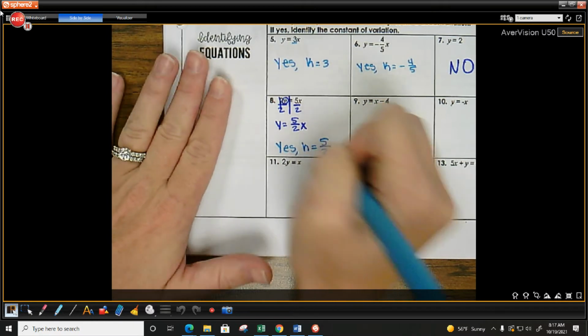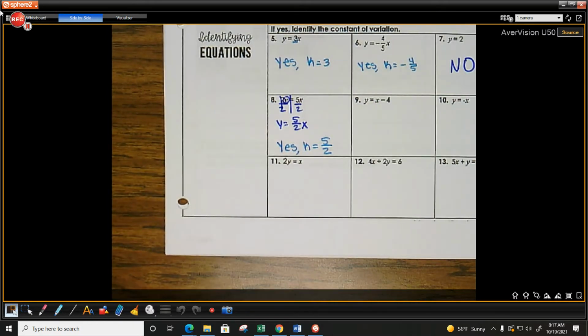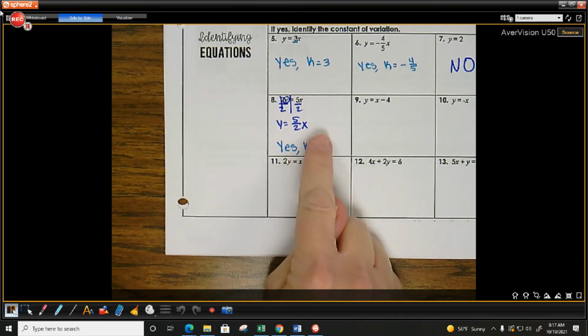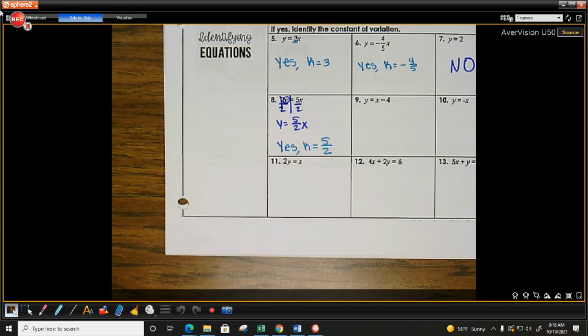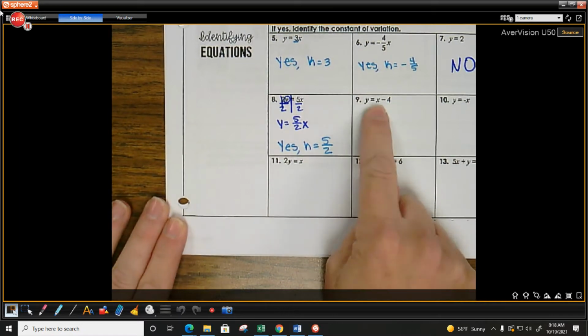And again, k is just the same thing as slope. Okay? Do I have a b value? So my b is 0 because we go through the origin for direct variation. Very good.